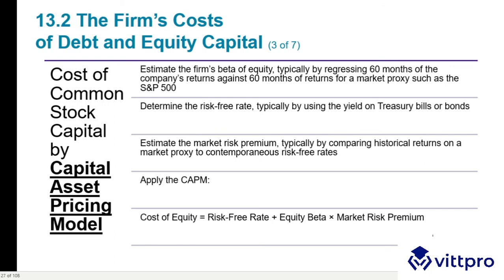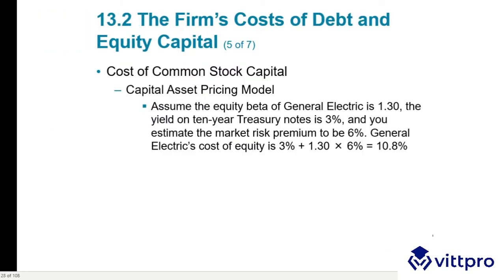Now the things to calculate are the equity beta, meaning how your company will behave in relation to the others, and also the market risk premium, meaning what benchmark you use. There are different ways different companies calculate these to understand their cost of equity. We will look at the individual parts of it, but just to give you a slight practice, let's say the equity beta of General Electric is 1.3.